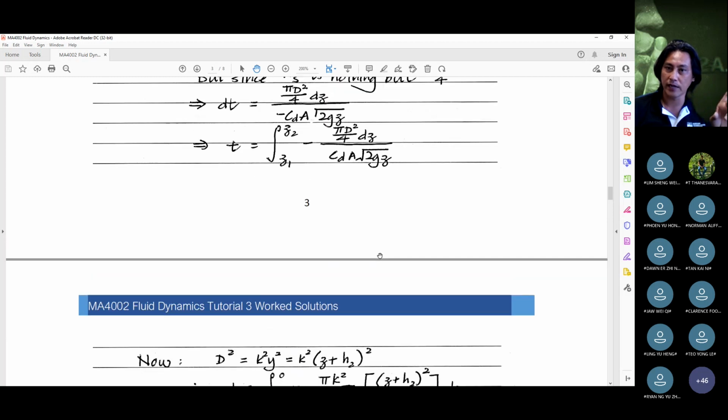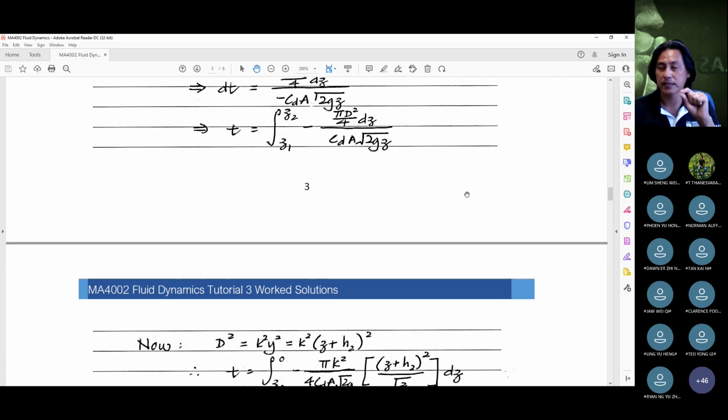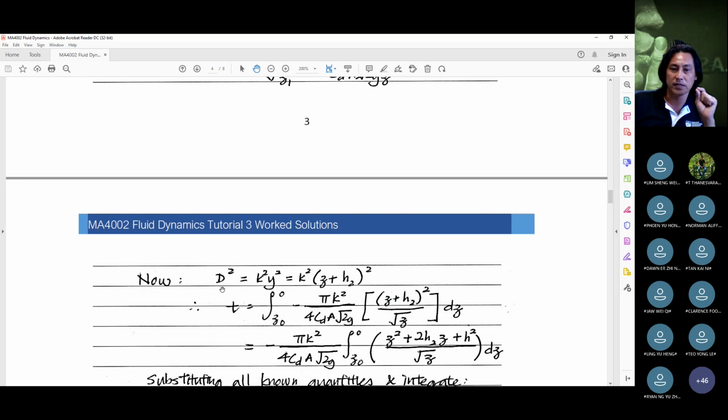At the end of the day, we know that d over here, the diameter, is actually a function of z. We cannot treat d as a constant, so we have to re-express d as a function of z. Thankfully, the question gave us enough information to do just that. The question told us that the diameter d is a function of ky, so d squared will be k squared y squared. What's y? y equals z plus h2. So you replace y with z plus h2, and you get d squared equals k squared times (z plus h2) squared.